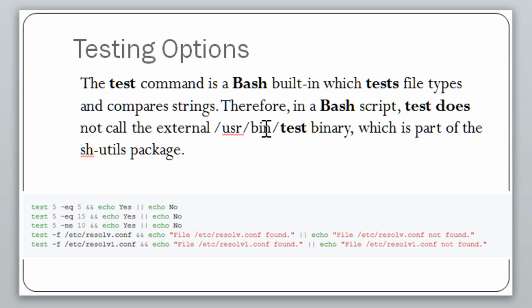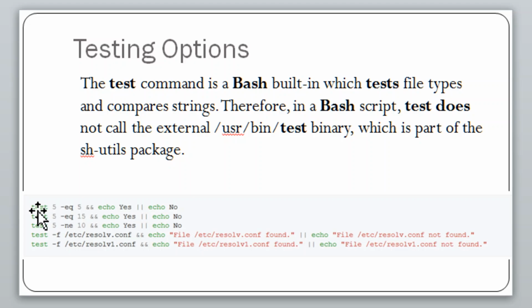So the test command is a bash built-in which tests file types and compares strings. Therefore, in a bash script, test does not call the external /usr/bin/test binary, which is part of the shell utils package. Okay, so we see some examples down here.